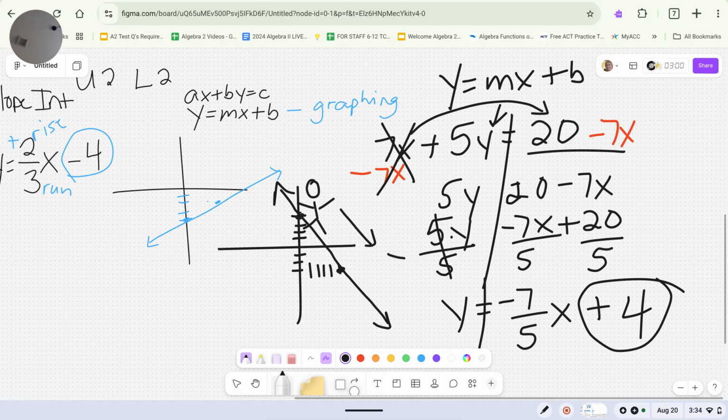So what is the slope in this equation? Negative 7/5. What is the y-intercept? Positive 4. That's your y-intercept, and m is your slope. So that's pretty much it, kids. That's all you have to do on all of these problems.